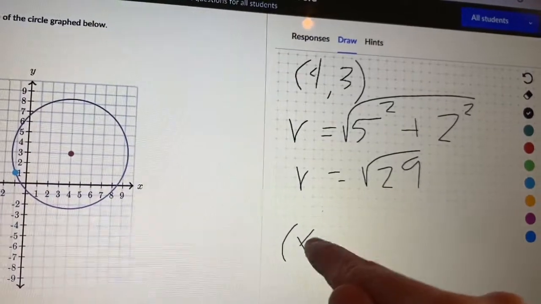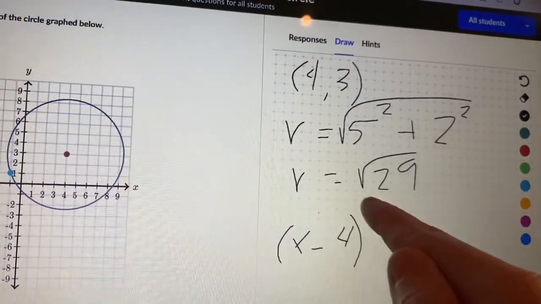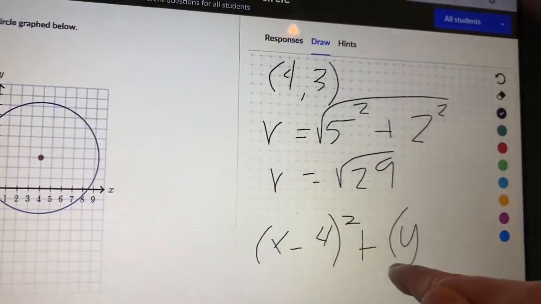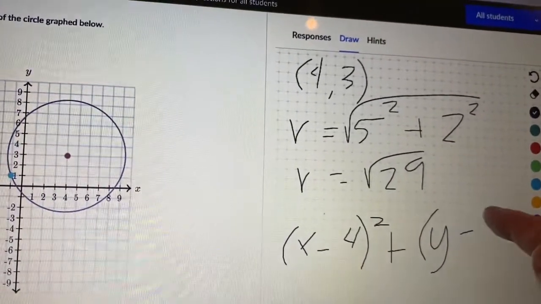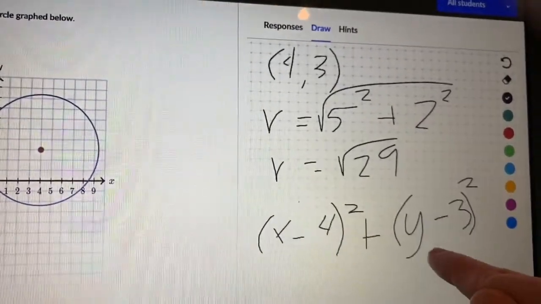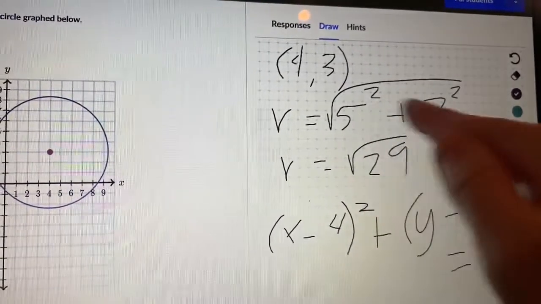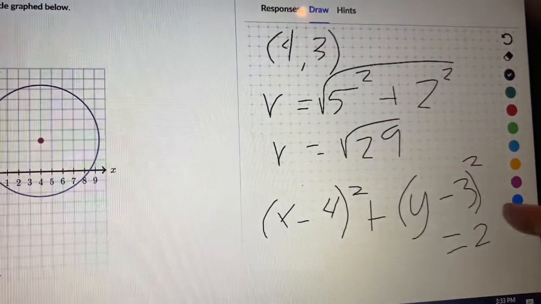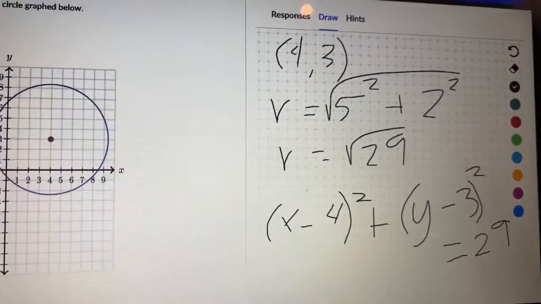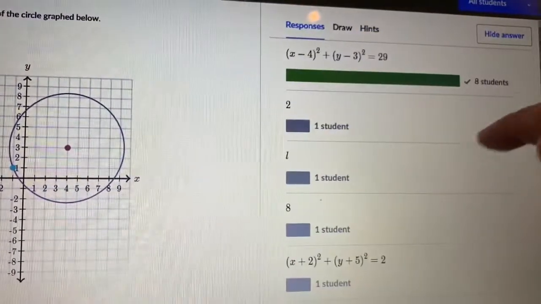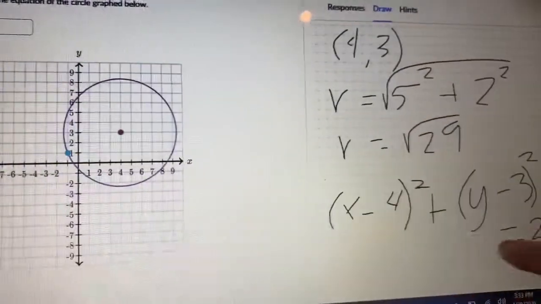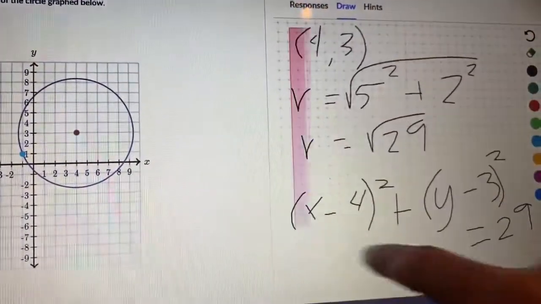So x minus 4 squared plus y minus 3 squared equals, the radius is the square root of 29, but when I square that, I just get 29. And there that is. So let me clear that out again.